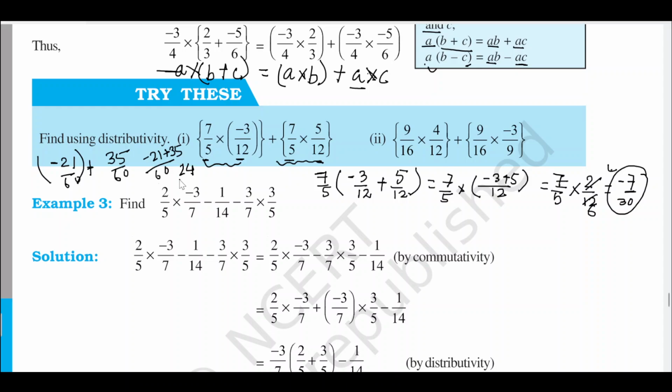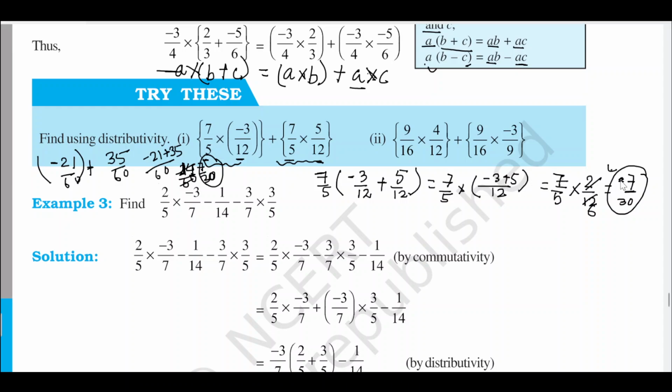That is 14 by 60. So if we divide by 2, 7 by 30. 7 by 30. Okay, 7 by 30, and here we will not get a minus sign.